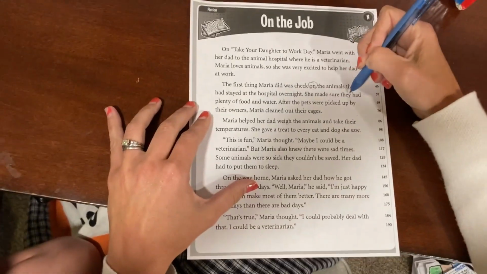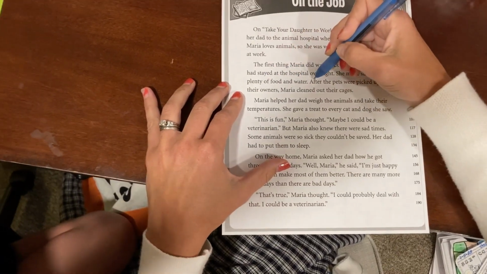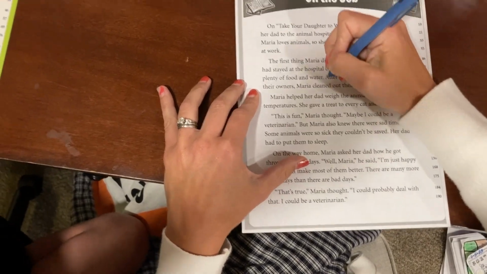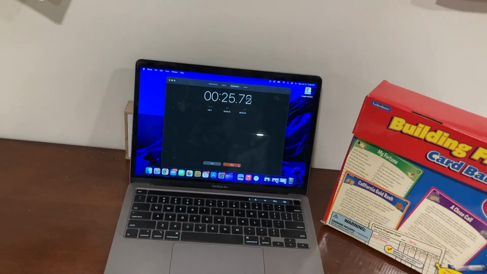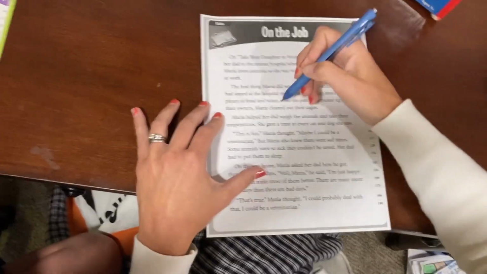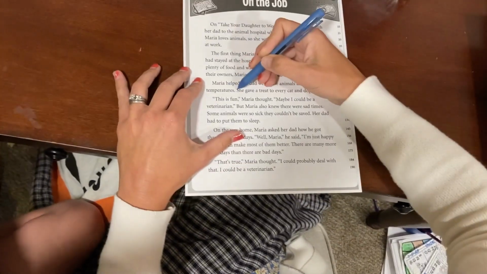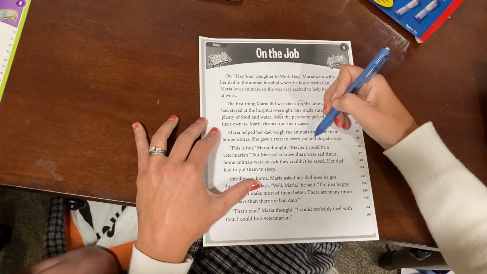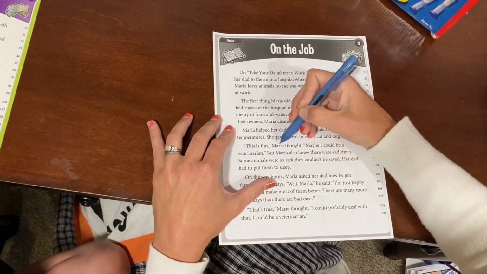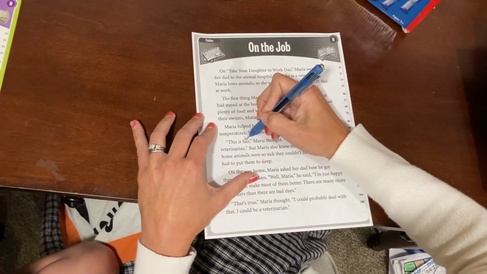She made sure they had plenty of food and water for the pets who were picked up by their owners. Maria cleaned out their cages. Maria helped her dad weigh the animals and take their temperatures. She gave a treat to every cat and dog she saw. "This is fun," Maria thought. "Maybe I could be a veterinarian."